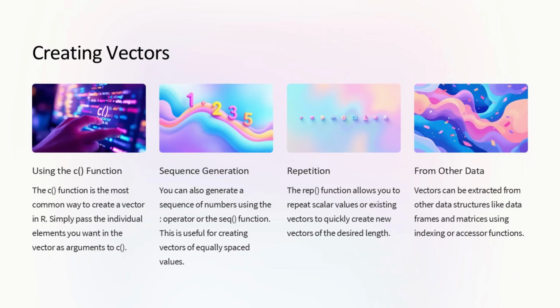The c function is the most common way to create a vector in R. You simply pass the individual elements you want in the vector as arguments to c. You can also generate a sequence of numbers using the colon operator or the seq function. This is useful for creating vectors of equally spaced values. The rep function allows you to repeat scalar values or existing vectors to quickly create new vectors of the desired length. Vectors can be extracted from other data structures like data frames and matrices using indexing or accessor functions.